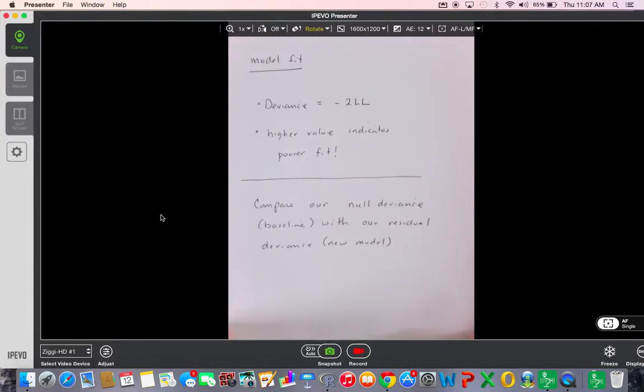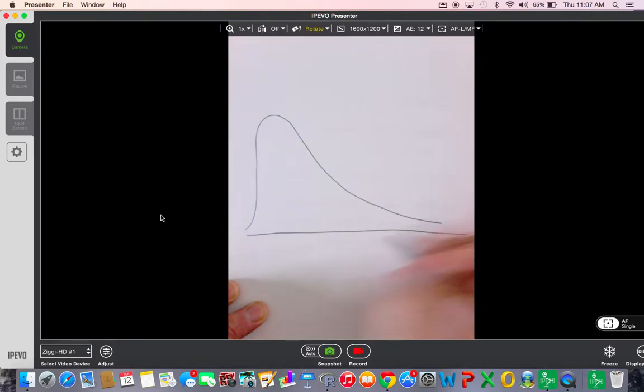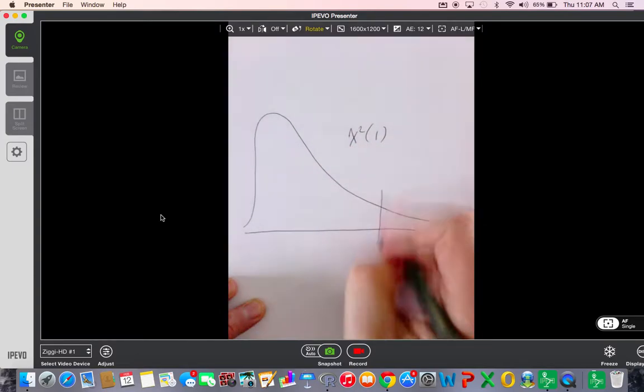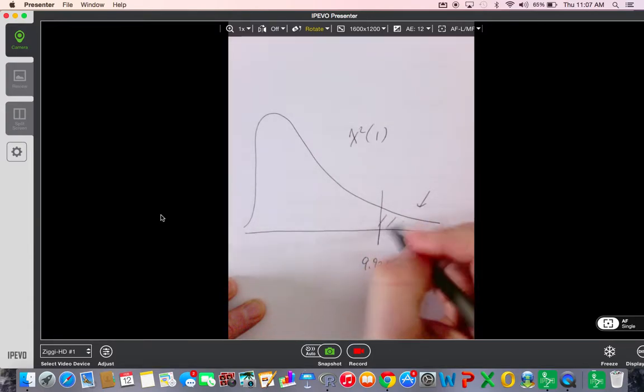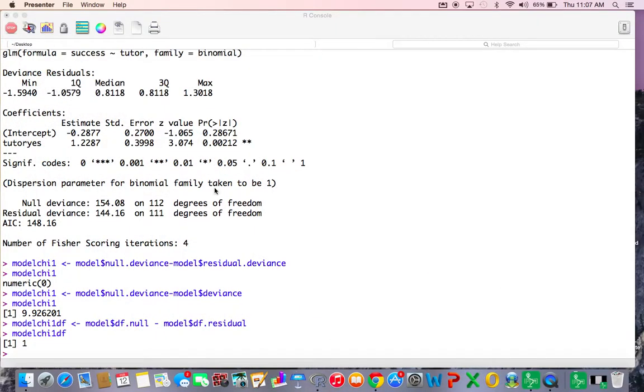So what we've got going on here is pretty simple. We've got a chi-square distribution, chi-squared with degrees of freedom 1. We have a test statistic of 9.926. Our p-value is the area to the right of that. We can use calculus or we can use R. So we're going to use R to make that calculation.